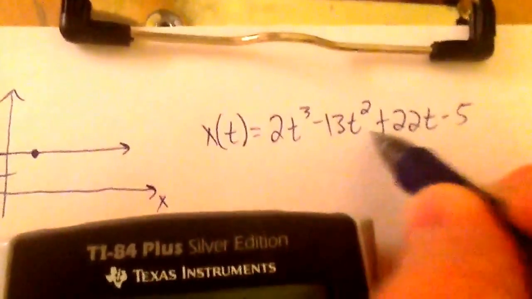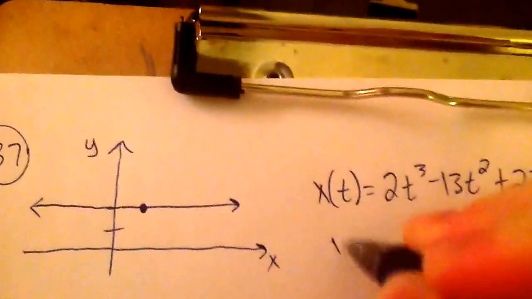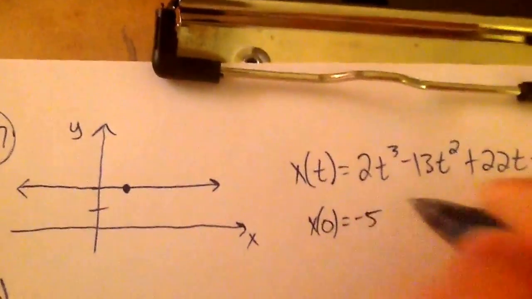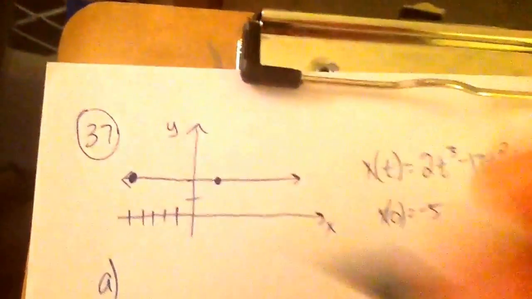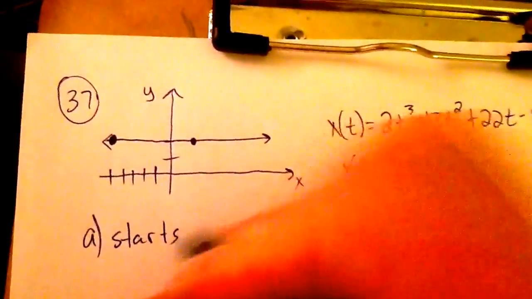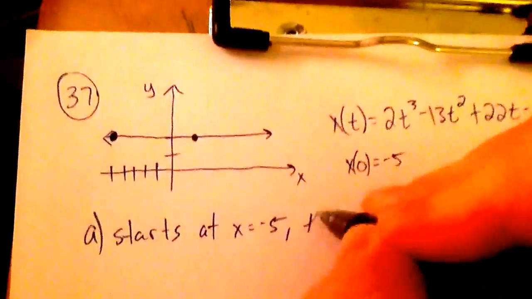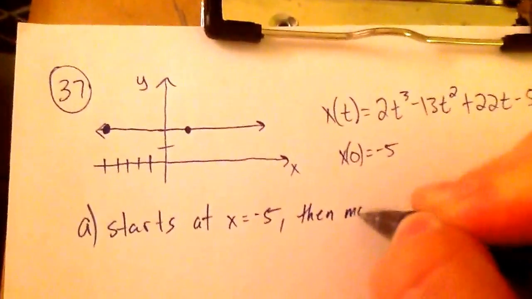So if I plugged in 0 for t, I'd have negative 5. So x(0) equals negative 5. That means this thing's going to start at negative 5. So we could say it starts at x equals negative 5, then moves, I think it goes right?